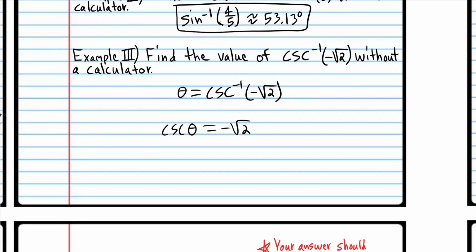So now we can see this is just negative x root 2 over x. It's just a 45, 45, 90 degree triangle. And if cosecant theta is negative, then the angle must be in the third or fourth quadrants. So theta is going to be equal to 225 degrees or 315 degrees.